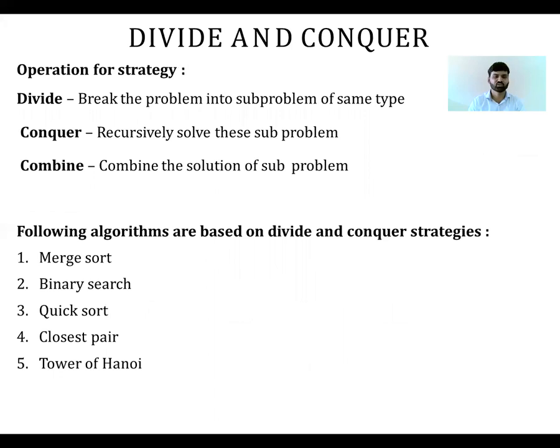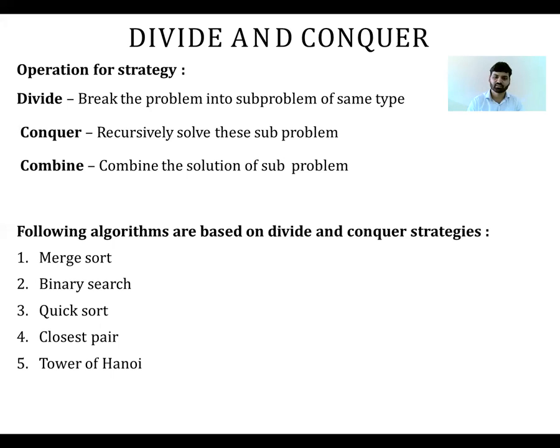These are the operations used in the divide and conquer strategy. First is divide: we break the problem into sub problems. Then conquer: we solve the sub problems by using algorithms. Then combine: we combine the solutions obtained for the sub problems. These are the three operations we perform in the divide and conquer strategy.